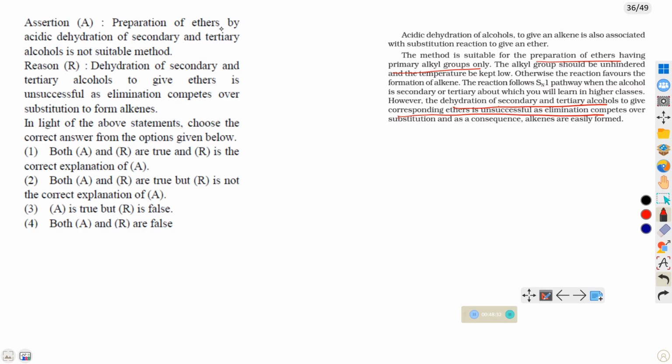Assertion: Preparation of ethers by acidic dehydration of secondary and tertiary alcohols is not a suitable method. Correct. Dehydration of secondary and tertiary alcohols to give ethers is unsuccessful as elimination competes over substitution to form alkenes. Both A and R are true. R is the correct explanation of A.